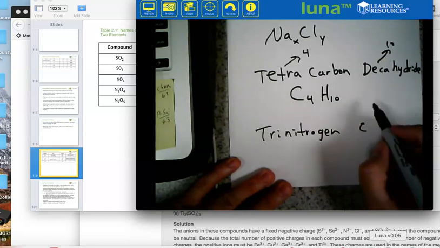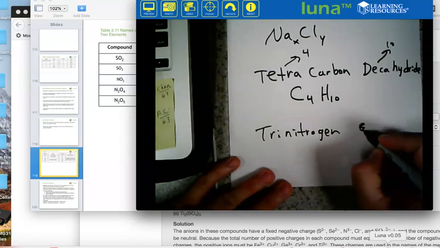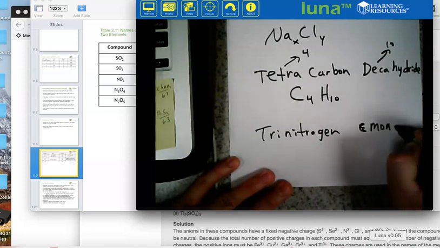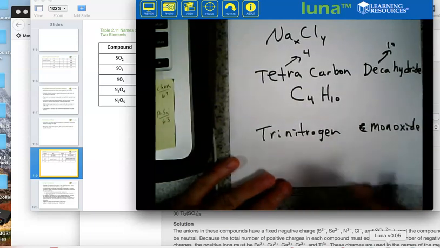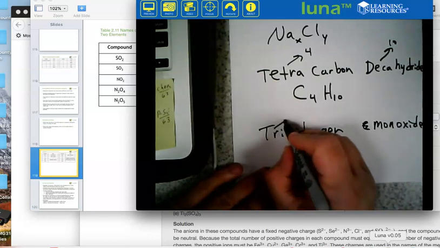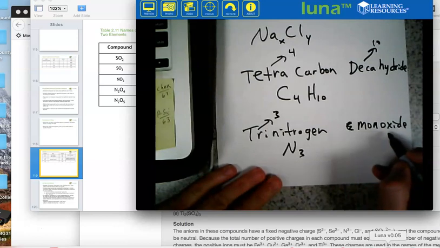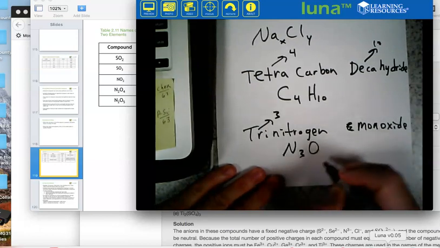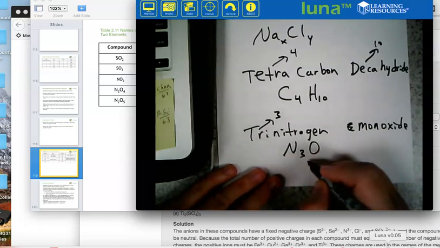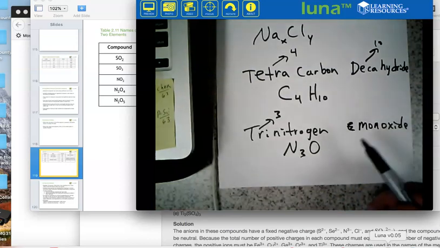So trinitrogen monoxide. All right, so tri is 3, so there are 3 nitrogen atoms there. Monoxide: mono is 1, and oxide comes from oxygen. So N3O would be the formula for trinitrogen monoxide.